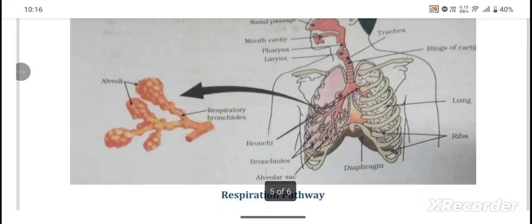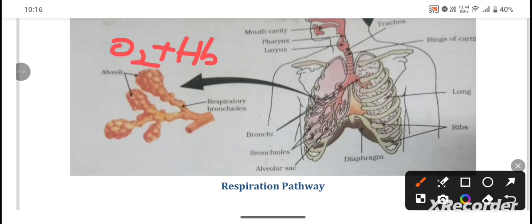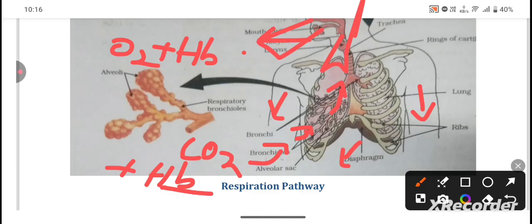So in the alveoli, the oxygen binds to the hemoglobin and is transported to the entire body through circulation. Similarly, the CO2 generated during respiration in the cells enters the blood and binds to the hemoglobin. When it is carried back to the respiratory system, it enters the alveoli, leaves the hemoglobin, diffuses back into the respiratory system, and is sent out through the nostrils. So the CO2 will be sent out.